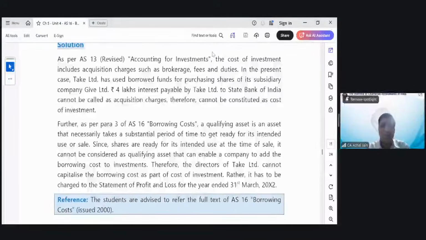All right. So I think with this we are through in relation to borrowing costs. Borrowing cost is a small accounting standard, a simple one, not very complex.